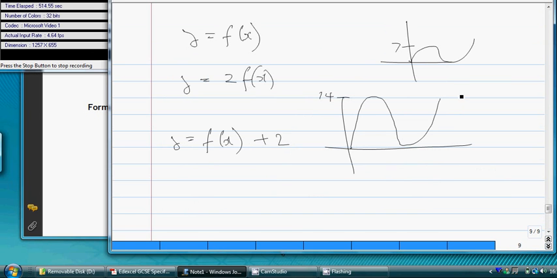Right, what would happen to f(x) plus 2? It would move up 2. Yes, it would move up 2. So it would go up to 9 in this particular case. So it goes up like that. That's correct.